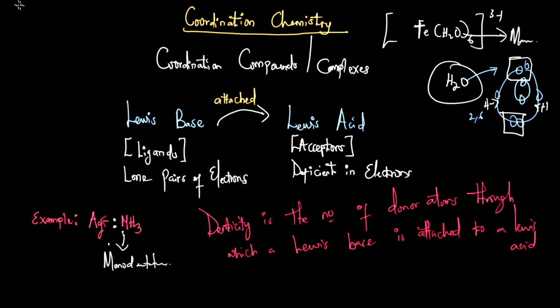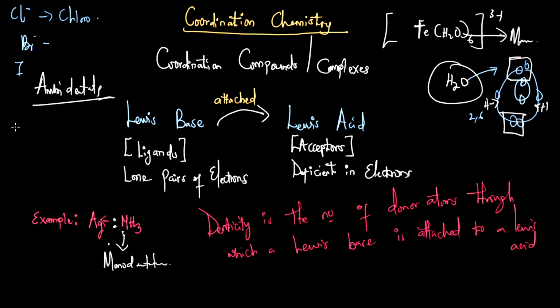Other examples of monodentate ligands are chlorine, which we call chloro. We also have bromine, iodine, and all of that. But then we can also have ambidentate ligands. Ambidentate ligands have the ability to bind to the Lewis acid through 2 or more possible donor sites. So let's put it down: ambidentate.